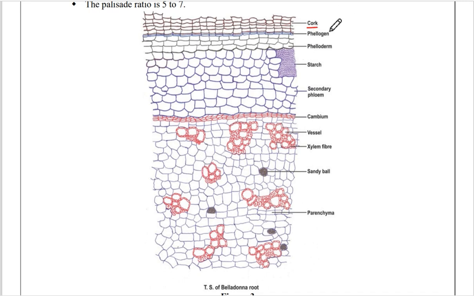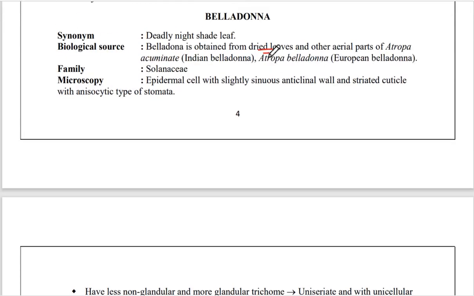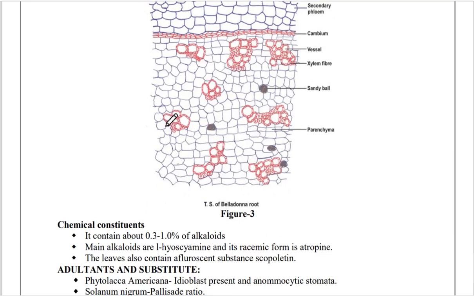It has the stratified cork with the phelloderm. Then the roots also have starch. Here the roots are not used; here the dried leaves are used in the case of belladonna. Covering trichomes are present, and parenchyma is present. The palisade ratio, you can see the palisade below the cell, is 5 to 7. Calcium oxalate crystals are also present.